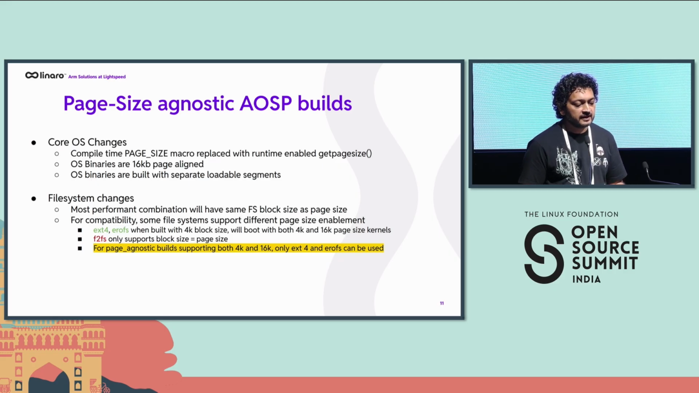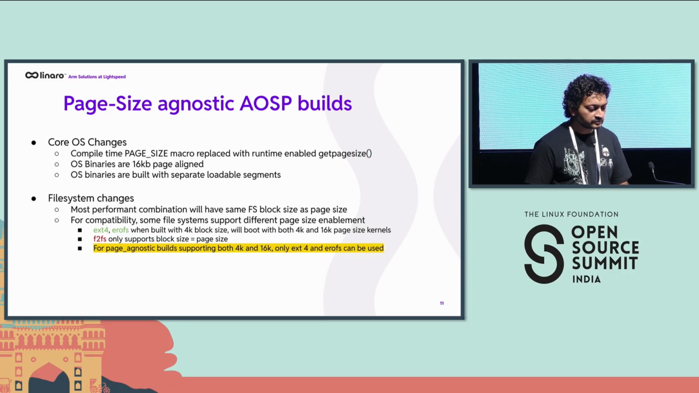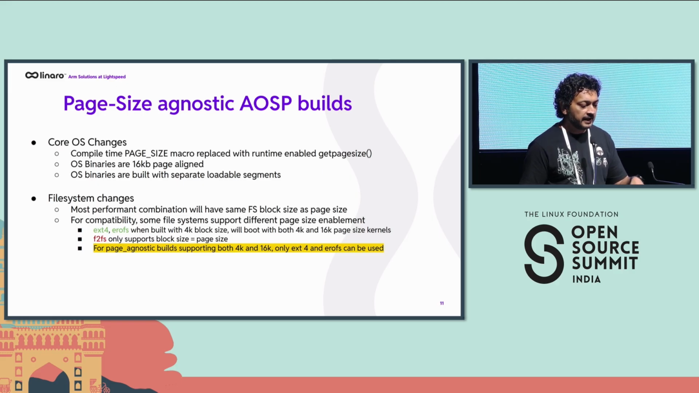There are some noticeable changes in how Android manages different file systems in a page size agnostic build as well. For the most performant combination, they recommend that the file system block size must match the kernel page size. But for compatibility, some file systems support different page size enablement from a page size agnostic build point of view. For example, on F2FS, which gives you the most performant build, the block size is equal to the kernel page size. Meanwhile, ext4 and EROFS, which support page size agnostic builds, are built with 4K block size.